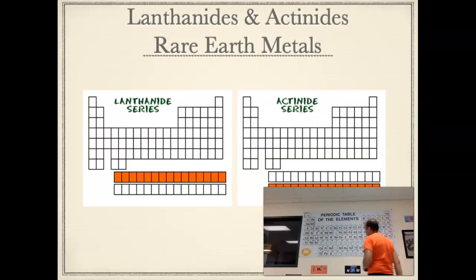Okay, now those two bottom rows are called the lanthanide and actinide series. So La is an element called lanthanum. So the elements that come after it are referred to as lanthanides or the lanthanide series. The lanthanoids is another one. And Ac is actinium, so the elements that follow that are referred to as the actinide series, actinides, actinoids. These two groups together are sometimes referred to as rare earth metals. And obviously the name says it all. Not too common on this planet.